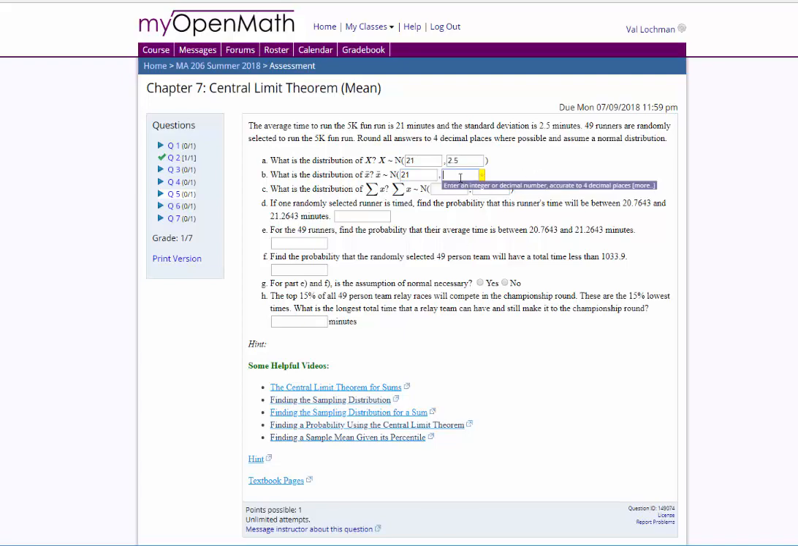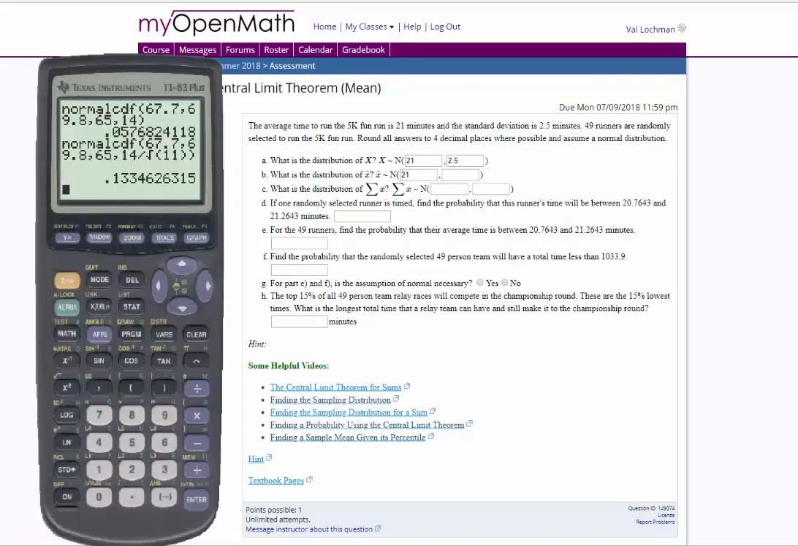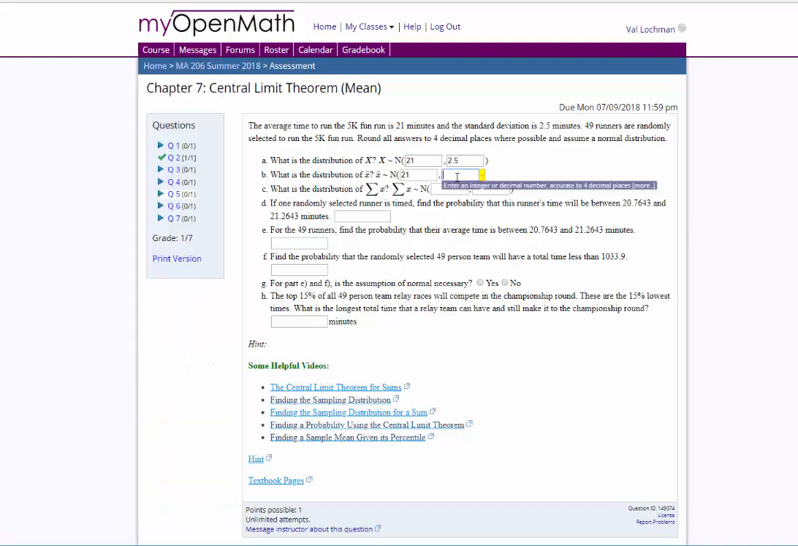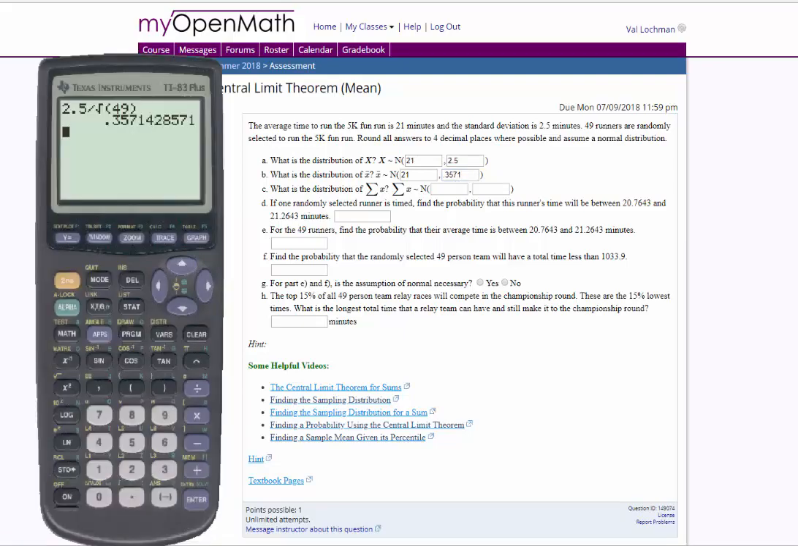So for the standard deviation, we would do what? Let me clear all of this. So 2.5 divided by the square root of 49, which is 7, right? Okay. So we get 0.3571. That's what's going to go in here. 0.3571. Let's check this. Great.